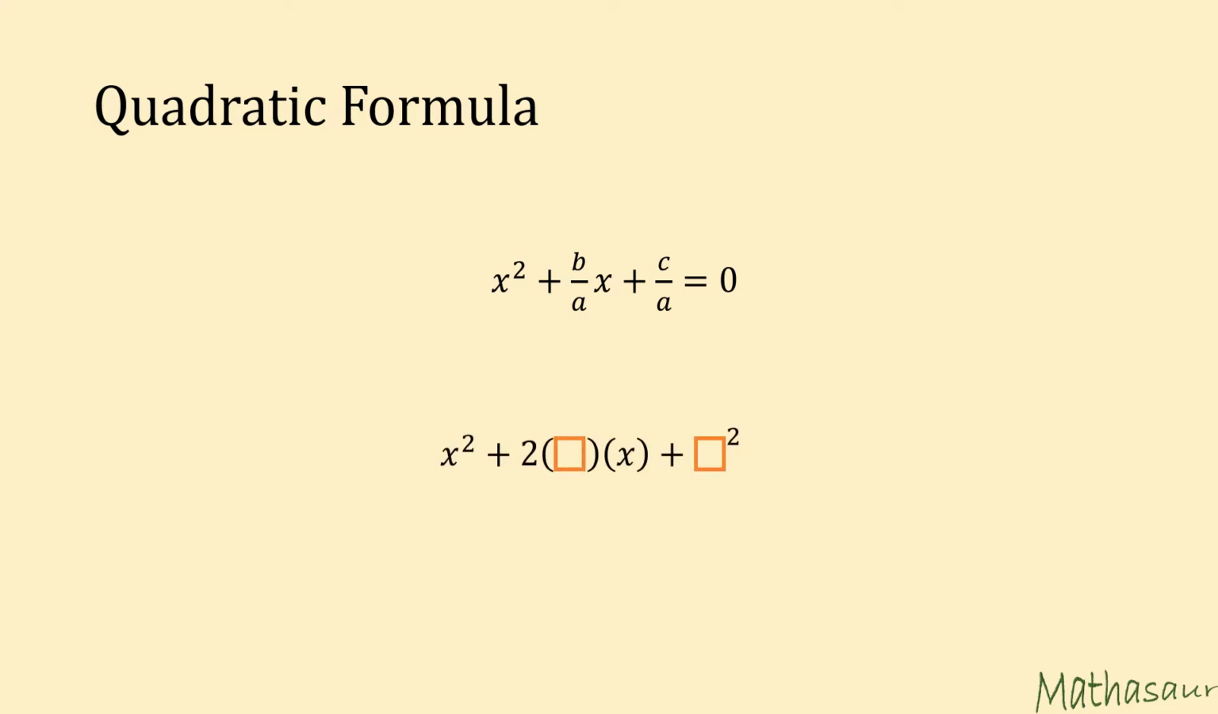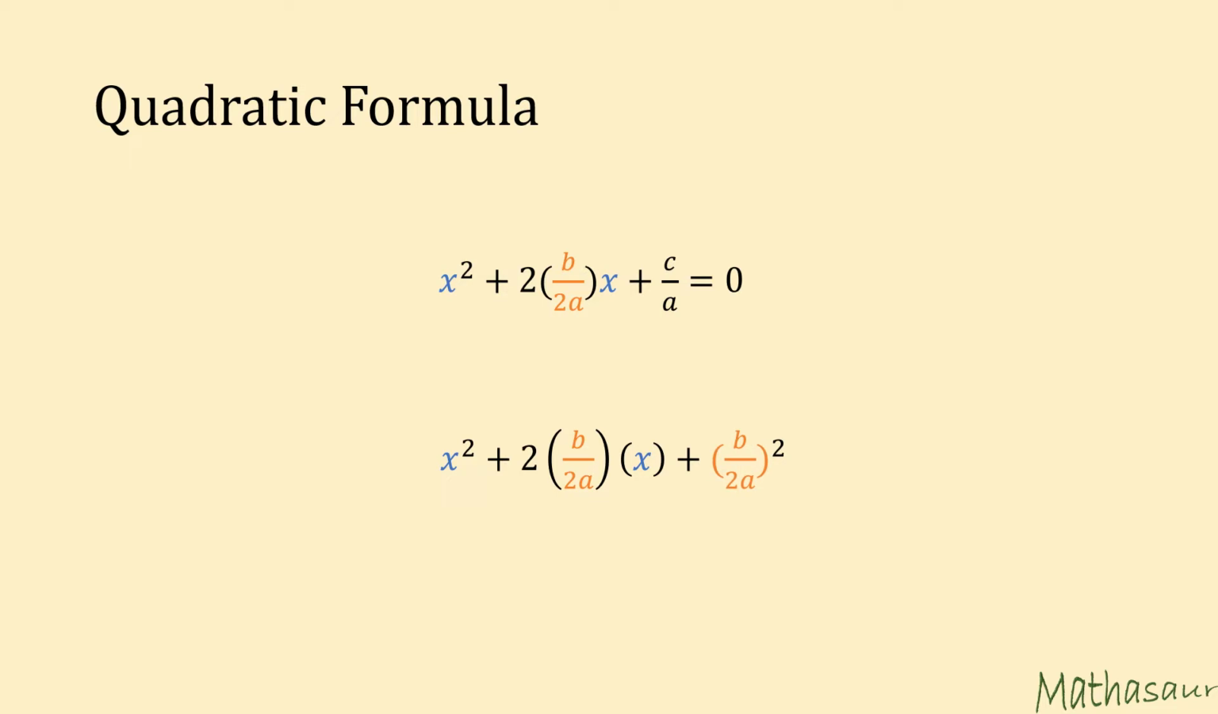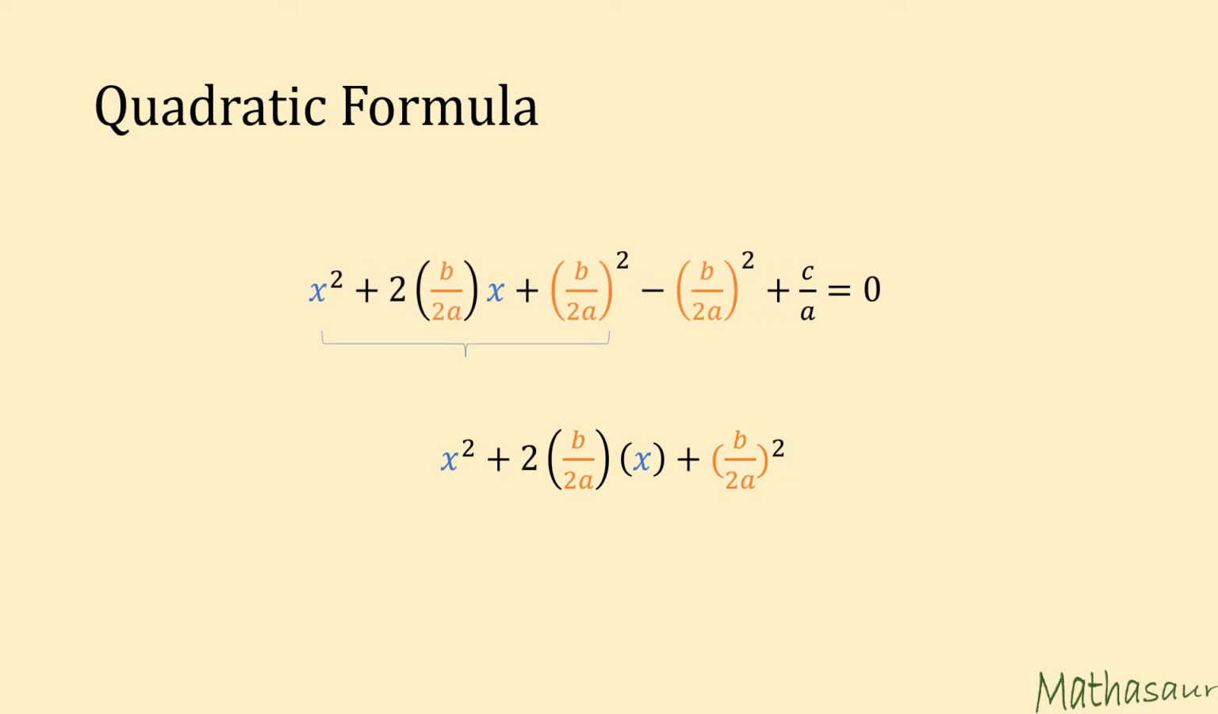We could write x² + 2·_·x + _². Now let us compare the terms with variable x. So we have 2 times b by 2a times x. So let us add and subtract (b/2a)² and complete the square. We take the first 3 terms and write them as (x + b/2a)².